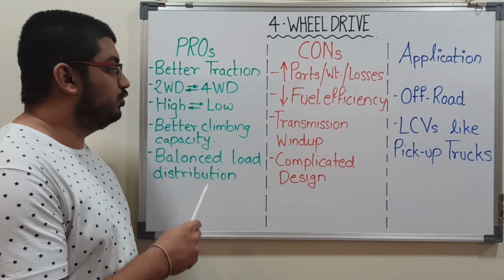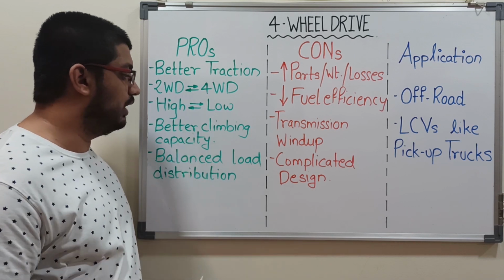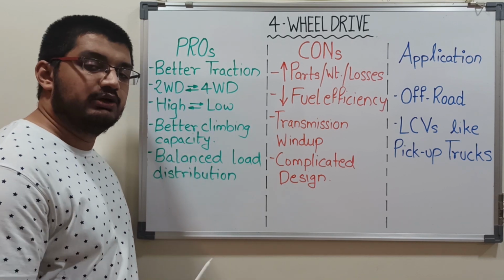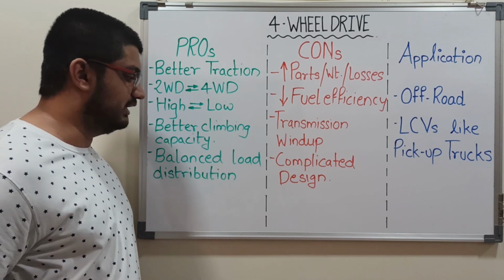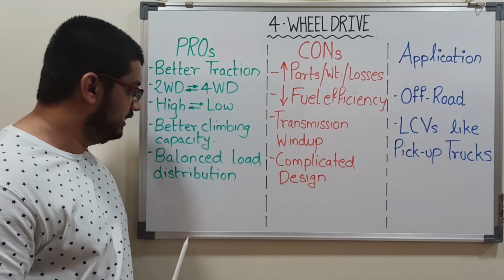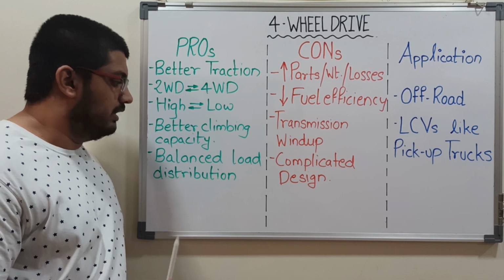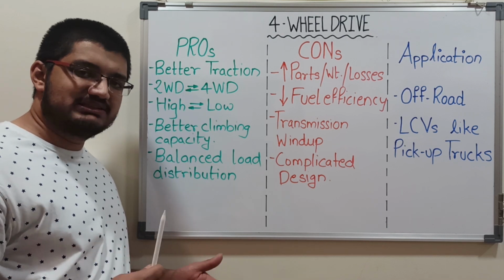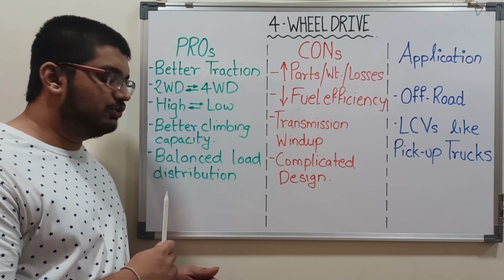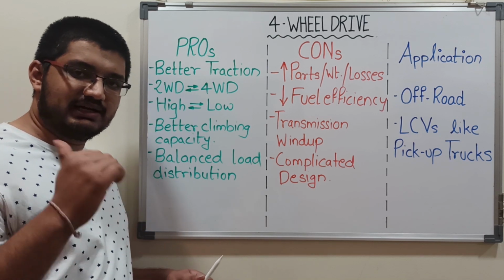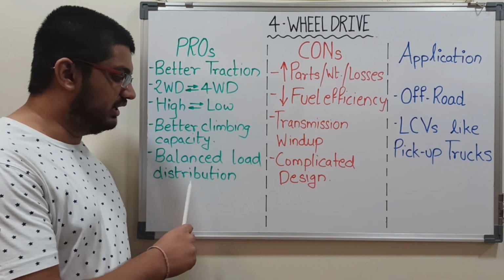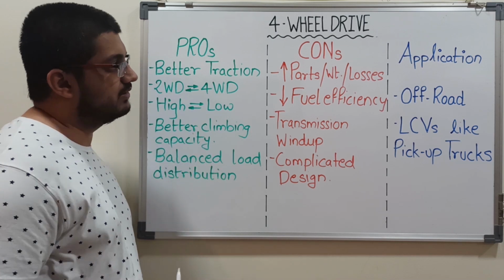Then as you have these two ranges, you have better climbing capacity, you get more torque, which is very advantageous. Also in the off-road conditions as we have seen in the application. And lastly, as both the wheels are driven, both the axles are driven, the weight distribution is very balanced. The load distribution is very balanced because there is an axle at rear as well as front. So the load distribution in this case is balanced.